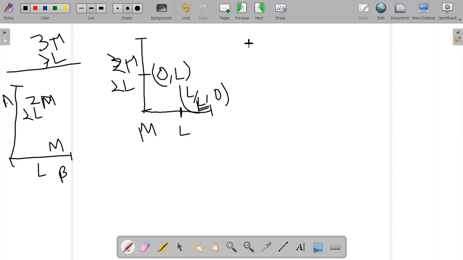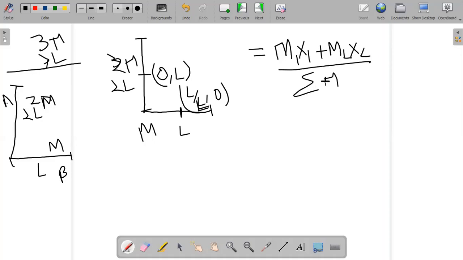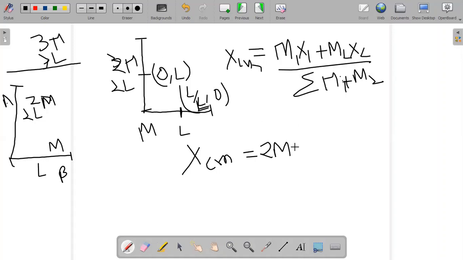So we know that the formula of center of mass is m1 x1 plus m2 x2 divided by summation of masses. This is what we have learned, that m1 plus m2, all the masses we can write. So let's first calculate the x center of mass. So x center of mass will be equal to m, which is how much is the mass of length 2L? This is 2 times of m.